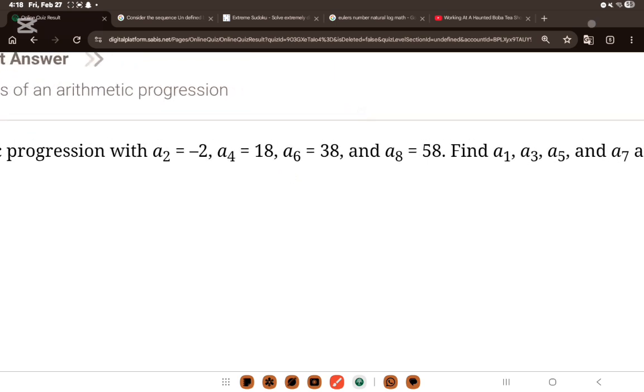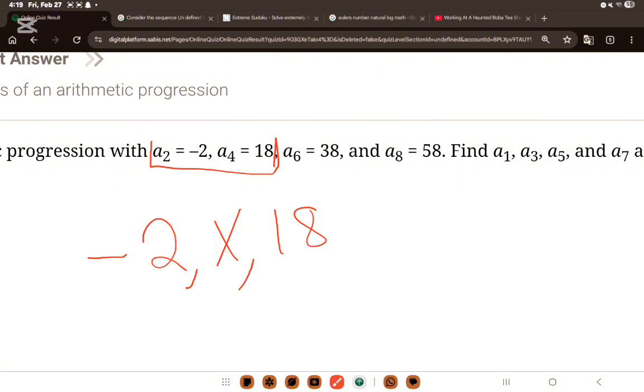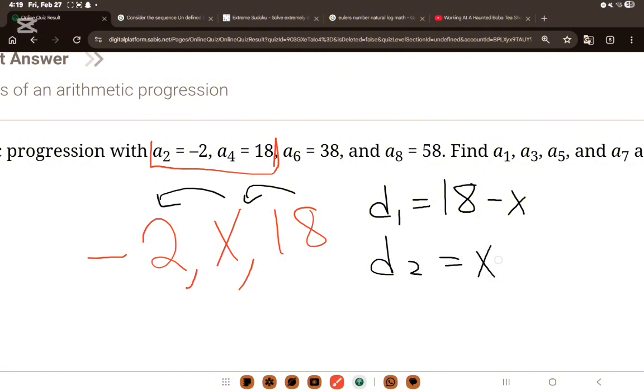Okay, now how I like to solve this, I like to take two different sequences. We have a2, which is 2, a3, which we don't know, so I'm just going to write x, and then we have a4, which is 18. Now listen very closely. d1 is equal to 18 minus x, and then d2 is equal to x minus 2, so it's going to be x plus 2.